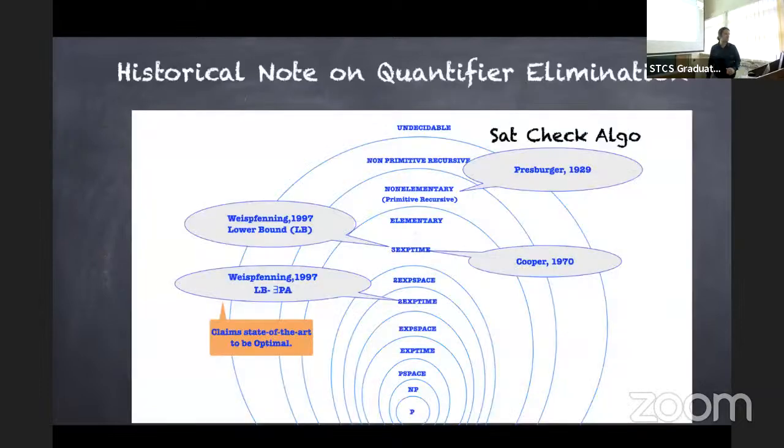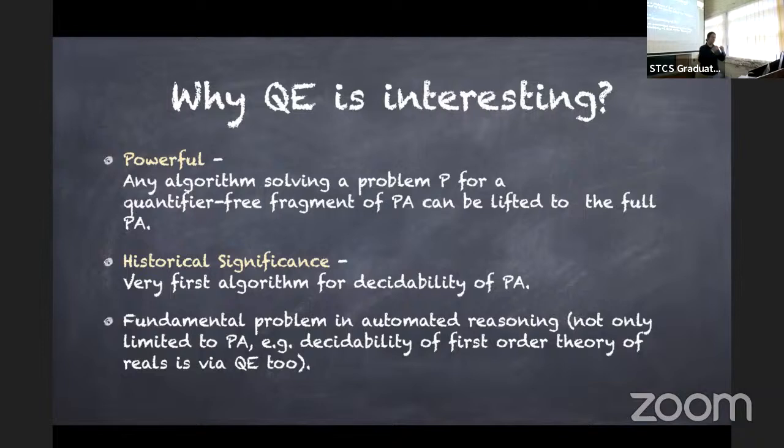So what is the decision problem for quantifier elimination? The decision problem is, given a formula, can you construct... I mean, it's not a decision problem. It's basically, what should I say?